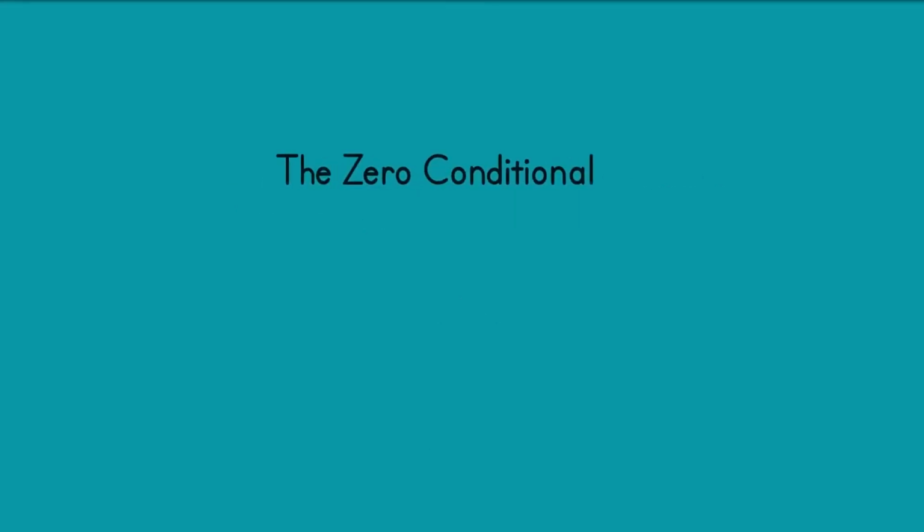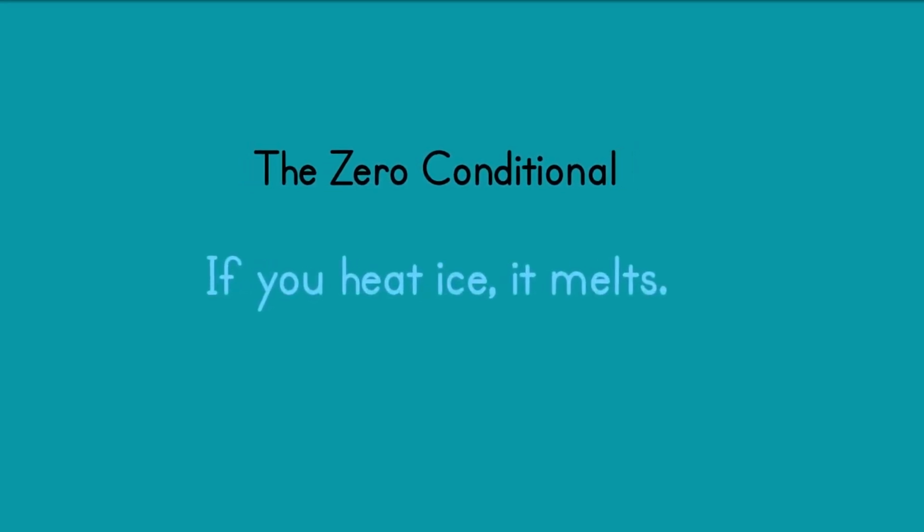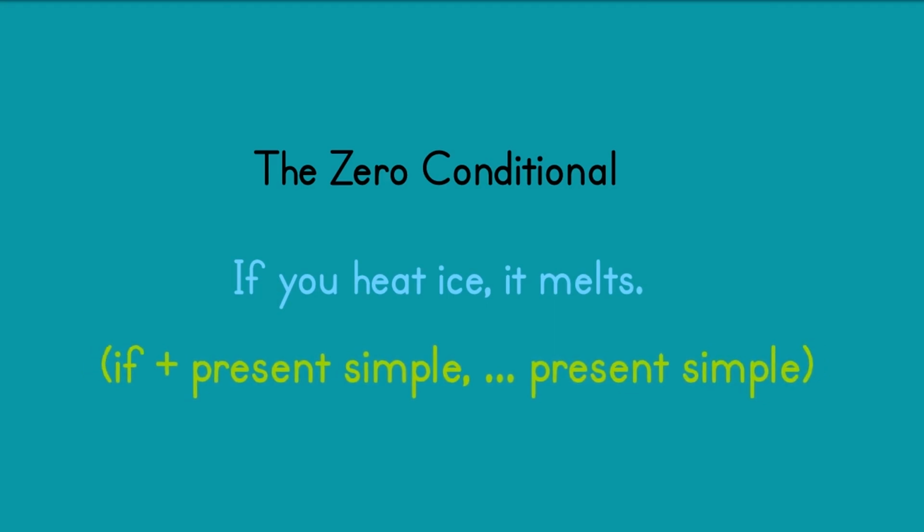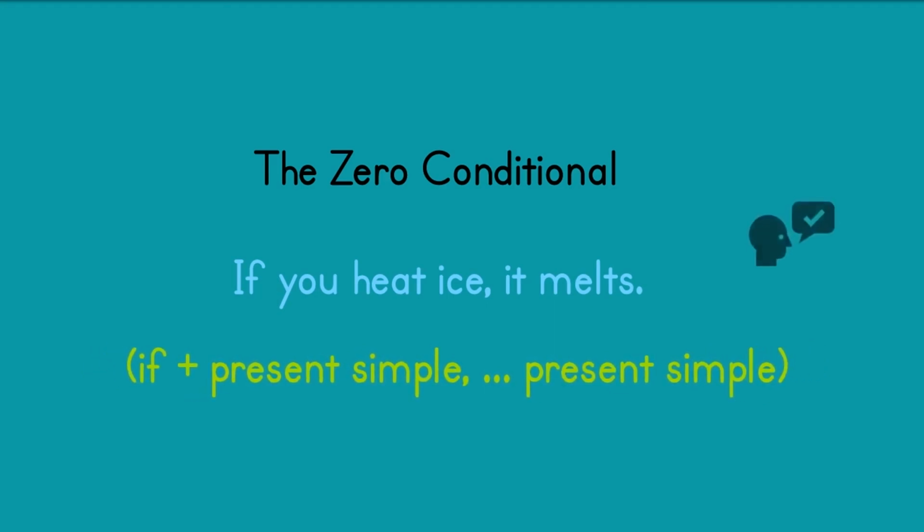The zero conditional structure is used for facts or things that are always true. The cause and effect relationship between the dependent clause or if clause and the independent clause is certain. In the example sentence, if you heat ice, it melts, both clauses are in the present simple tense, and the cause and effect relationship is a fact.